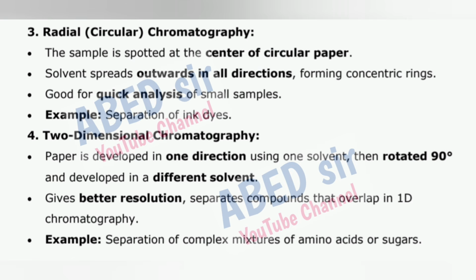4. Two-dimensional chromatography. Paper is developed in one direction using one solvent, then rotated 90 degrees and developed in a different solvent. Gives better resolution, separates compounds that overlap in 1D chromatography. Example: separation of complex mixtures of amino acids or sugars.